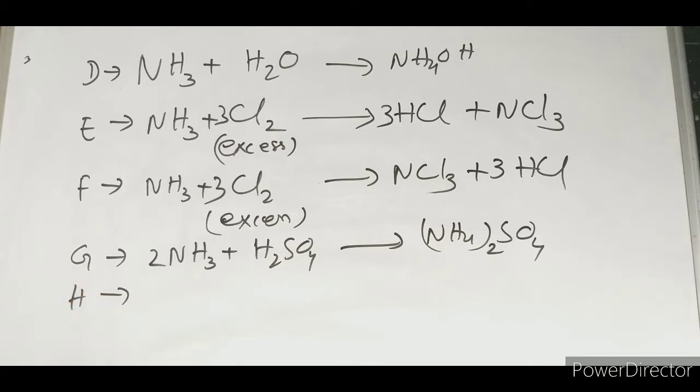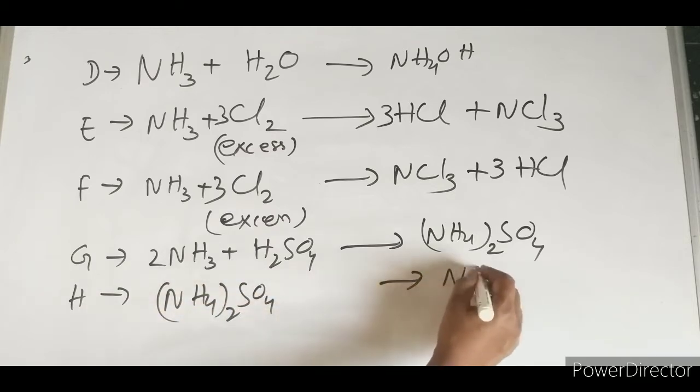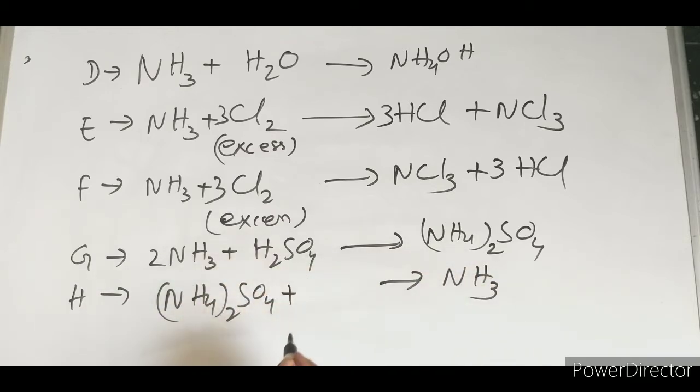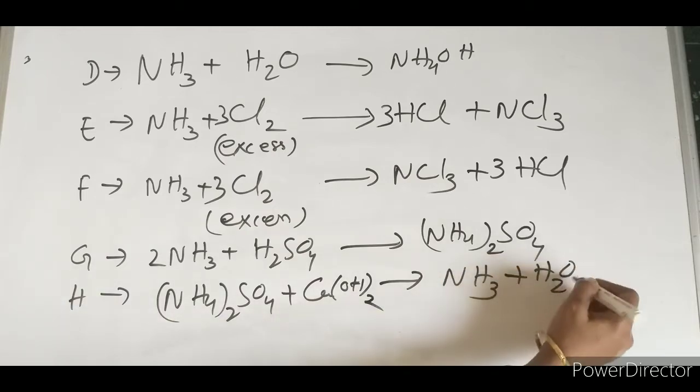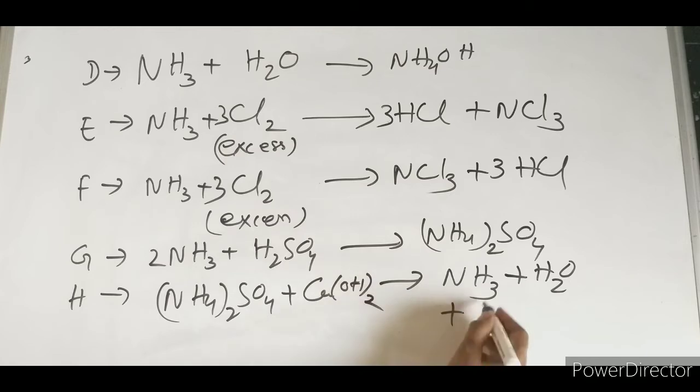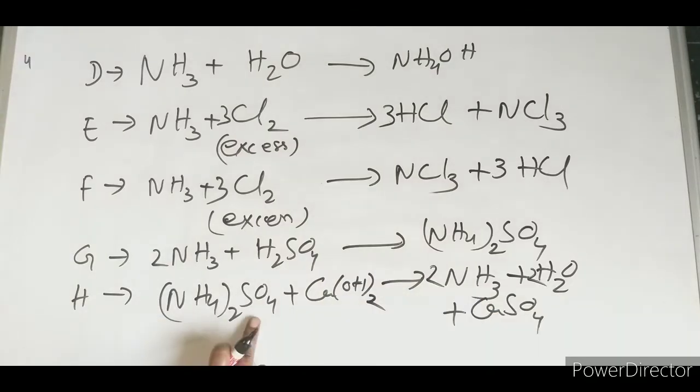Then what is H given? H is given from ammonium sulfate. How will you get ammonia? Here, ammonium sulfate to ammonia. Add some alkali. Alkali means you can add calcium hydroxide or sodium hydroxide. Calcium hydroxide added. So what we are getting? Ammonia, and here we will get water. Along with that, ammonium sulfate is the reactant and the product is ammonia. So H bit over.